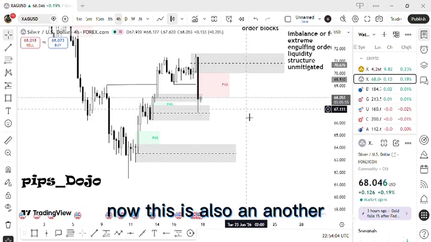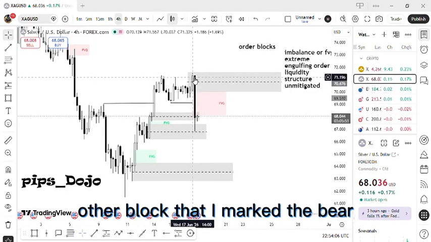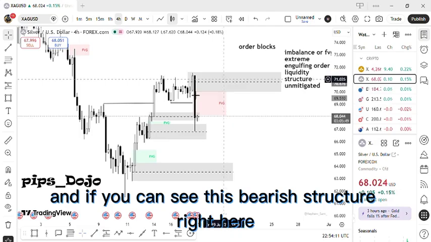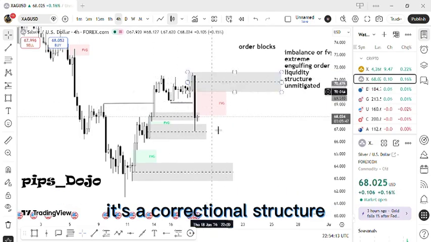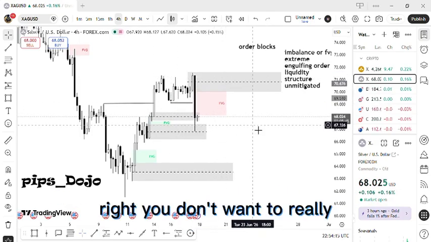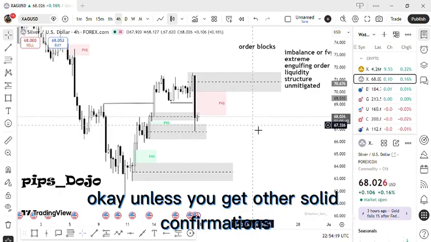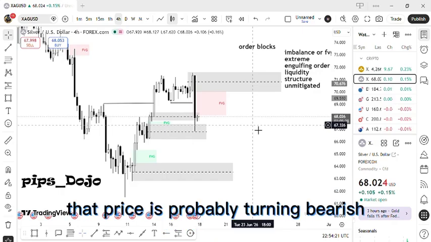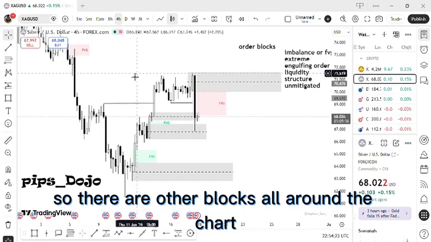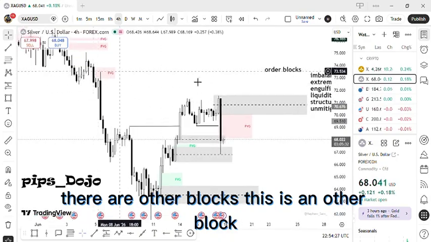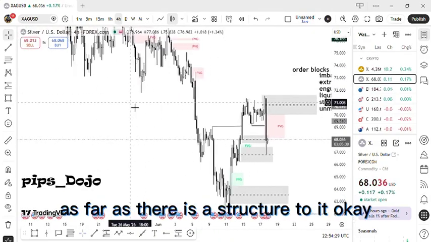All right, now this is also another order block that I marked, a bearish order block. Okay, and if you can see this bearish structure right here, it's a correctional structure, right? You don't really want to take that, unless you get other solid confirmations that price is probably turning bearish. So there are other blocks all around the chart. There are other blocks. This is an order block as far as there is a structure to it.